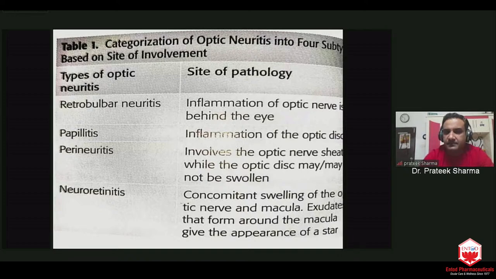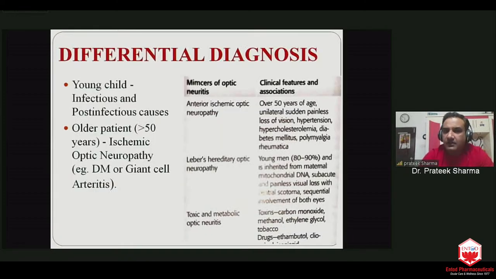We have discussed this, but if there is a young child, always look for infection, a post-infectious cause. And if an older patient, then we should not miss AION, ischemic optic neuropathy, arteritic or non-arteritic type. And other toxic, Leber hereditary optic neuropathy, we have to keep in mind. Toxic metabolic causes are also there. So we should keep this in mind whenever we are dealing with this kind of patient.